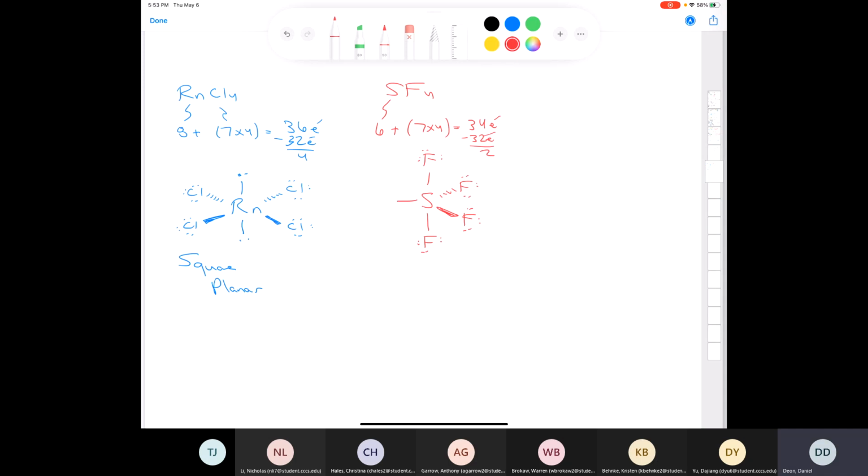And then I have 2 left over, so those are going to go here. Here we go, right, Anthony? This is the seesaw. You were the one who identified that the last time. What's next? Silicon tetrachloride. So SiCl4.